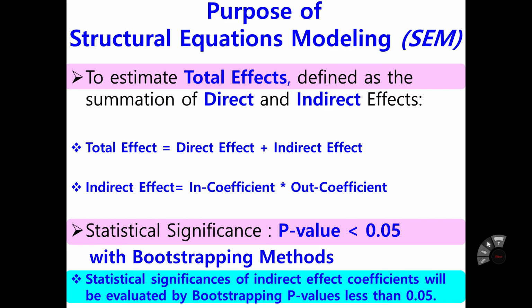Statistical significance will be evaluated by taking a look at the size of p-values. Of course, the p-value should be lower than 0.05 for recognizing the coefficient as statistically significant at the 5% level of significance. For the significance test of indirect effect, we normally employ the bootstrapping methods. So bootstrapping methods will enable us to evaluate the statistical significance of indirect effect. So let me summarize. Statistical significance of the indirect effect coefficient will be evaluated by bootstrapping p-value that should be less than 0.05 for 5% level of significance.